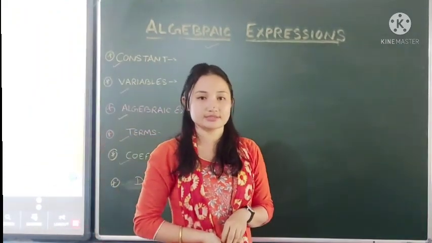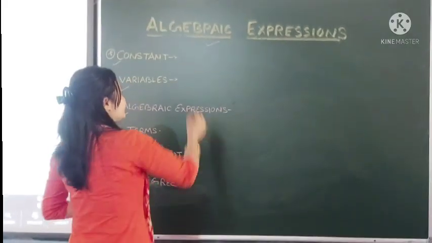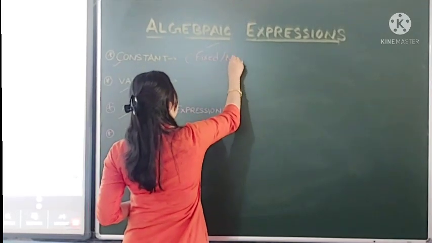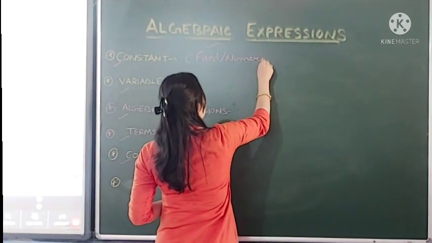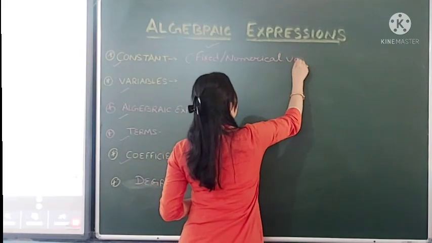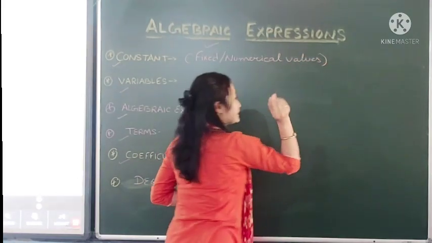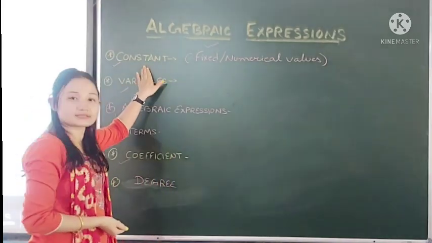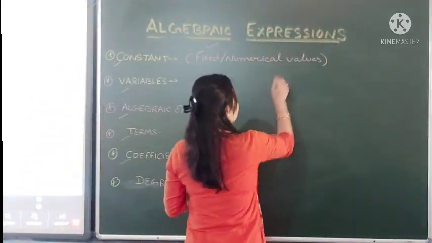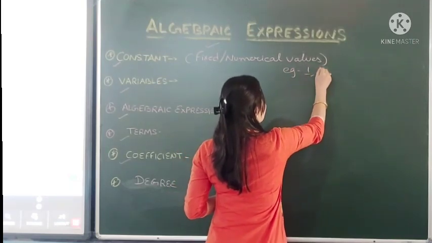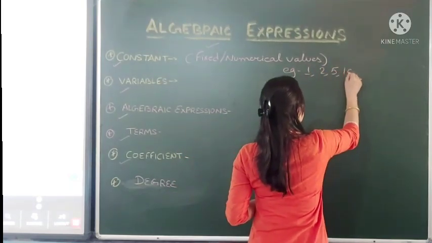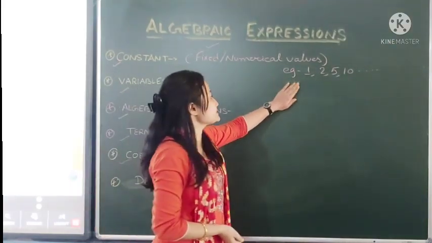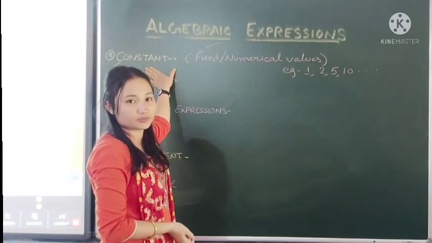So what does constant mean? So if you get numerical values or fixed values in any algebraic expression, we can say that term is a constant. For example, 1, 2, 5, 10, and so on. So these all are what? Numerical values, so we can say this one is a constant number.